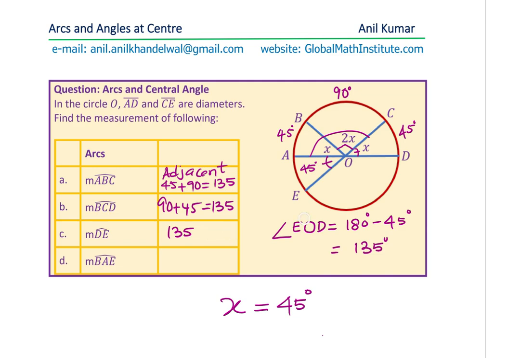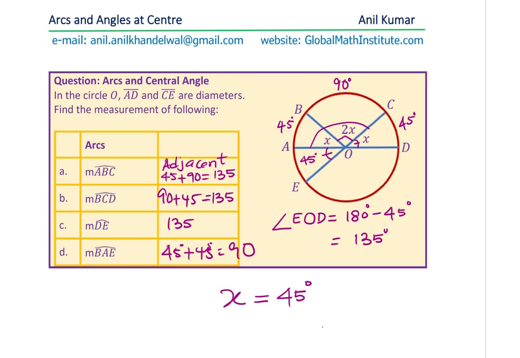Now measurement of arc BAE. BA and AE is a combination of these two 45 degrees. So that is 45 degrees plus 45 degrees, which is 90, correct? So that is how you could actually answer all these questions.